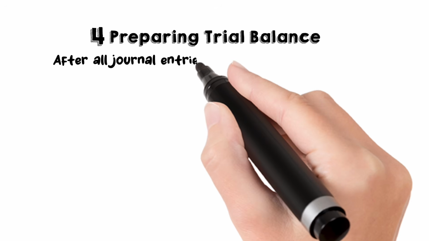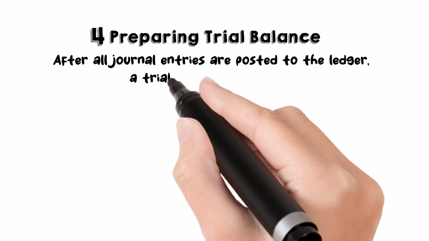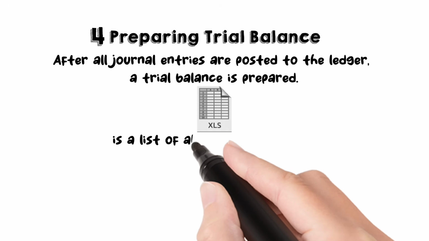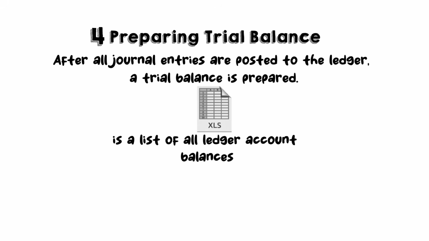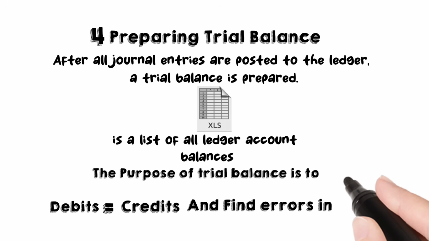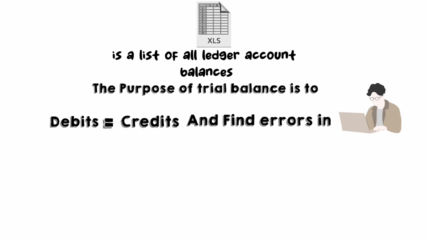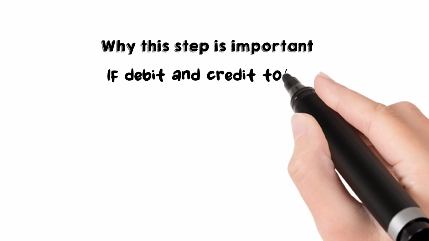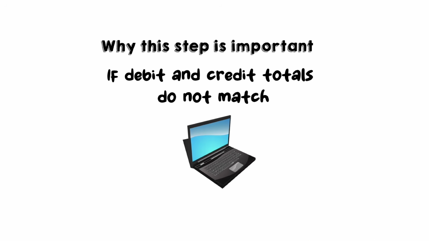Number 4, preparing trial balance. After all journal entries are posted to the ledger, a trial balance is prepared. A trial balance is a list of all ledger account balances. The purpose of trial balance is to check whether total debits equal total credits and find errors in recording or posting. Why is this step important? If debit and credit totals do not match, there may be a mistake.